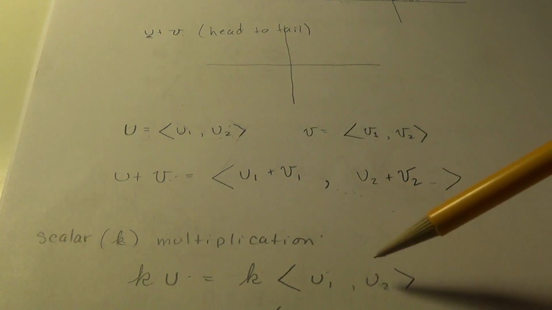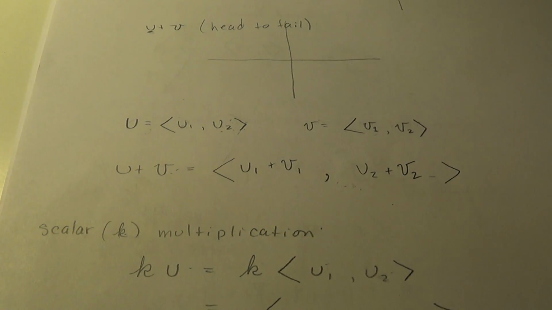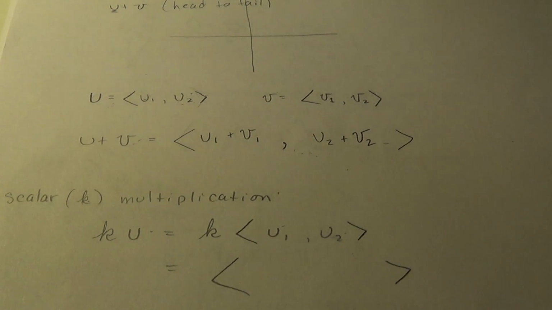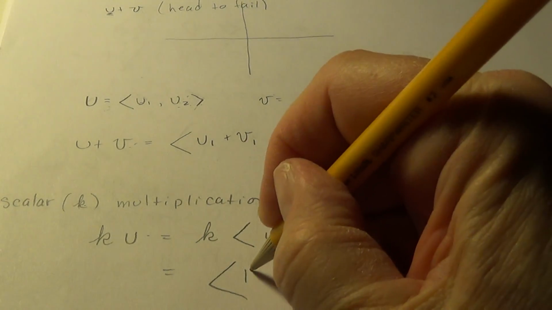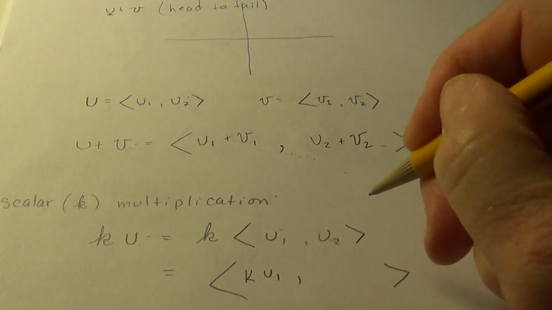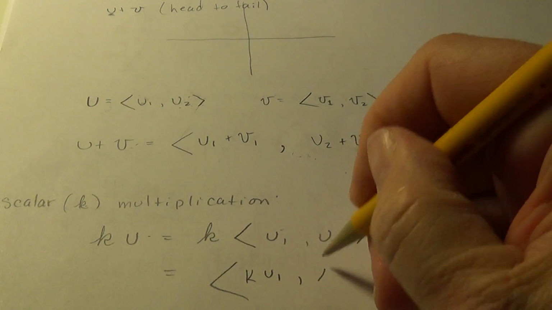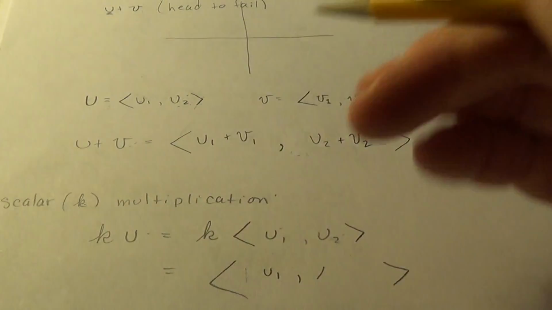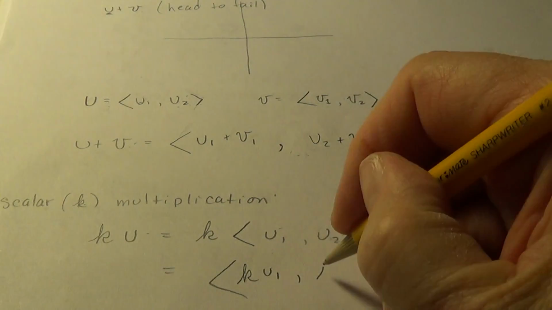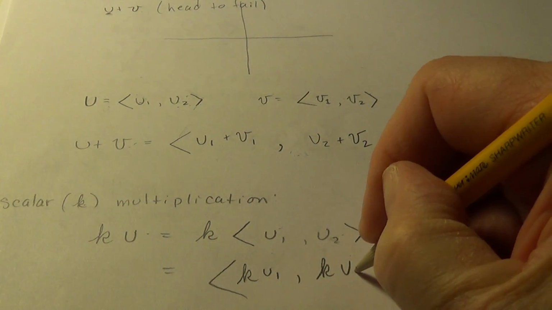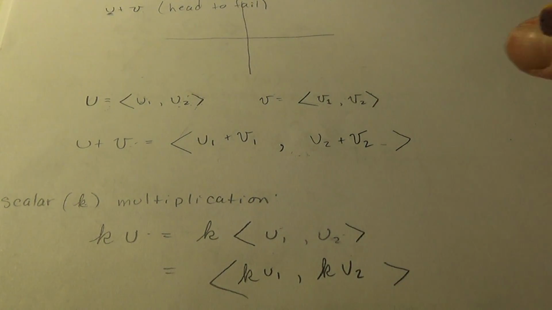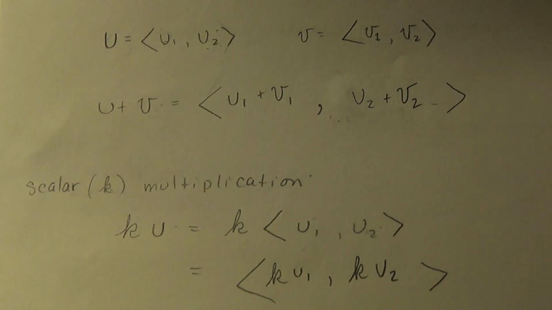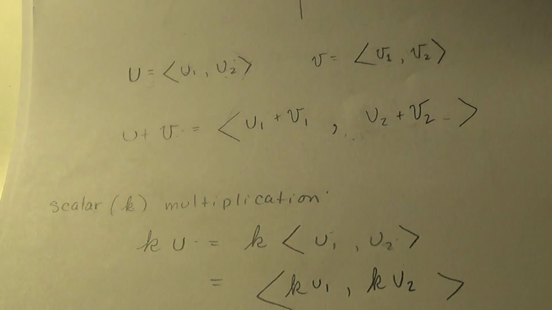K, here's written in component form. And you would simply distribute the k first to the u1 and then to the u2. Let me write my k's all the same. K is multiplied to u1 and then k is multiplied to u2. All right. So that's how you will conduct scalar multiplication.